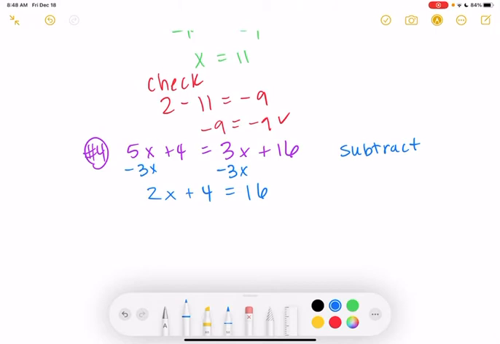And here, some people get confused. They're like, oh, well, let's subtract the 16, get it over there too. You don't want to do that, okay? We want to get all of our x's on one side, all of our whole numbers on the other.